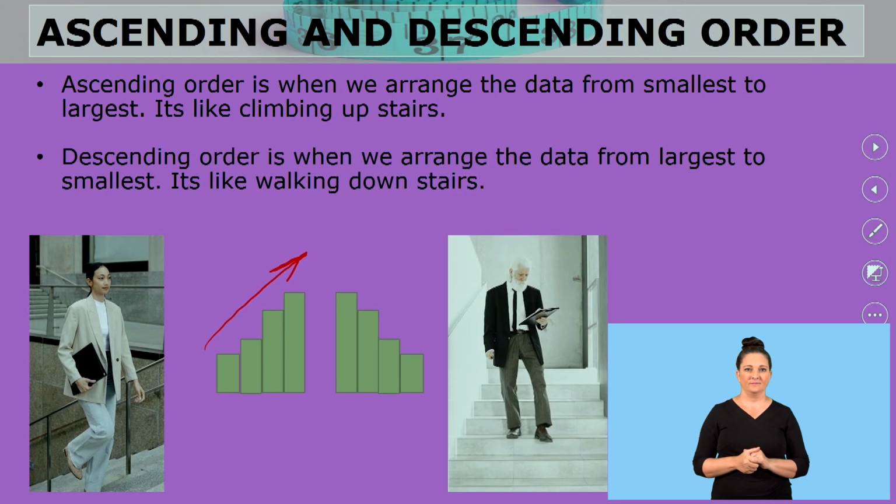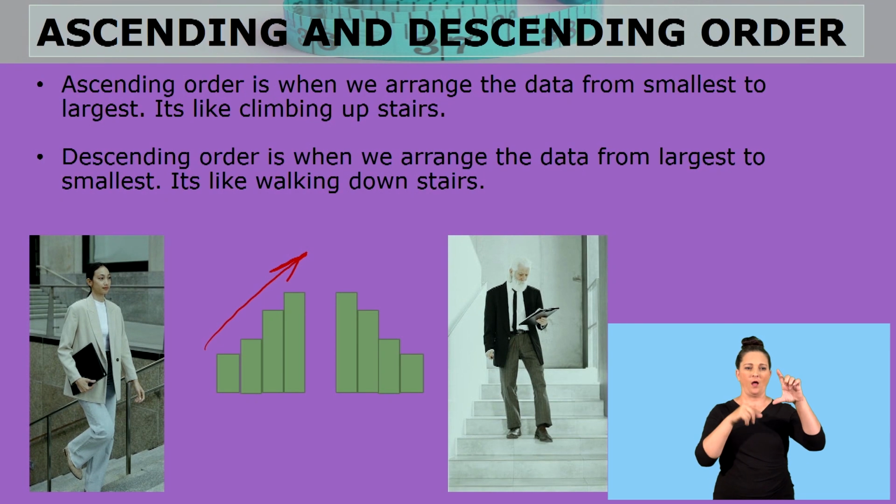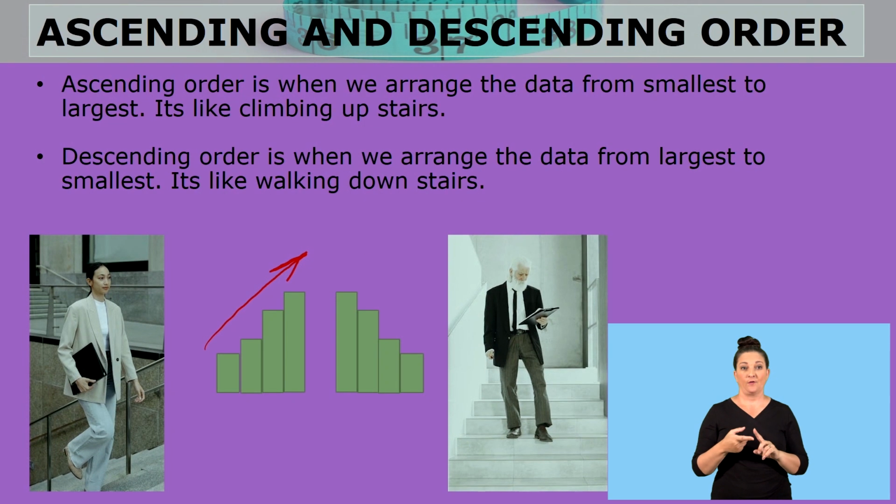Descending order is when we arrange the data from largest to smallest. Again, walking down the stairs. So if you look at the gentleman, he's walking down the stairs. Again, from my sketch, downwards.